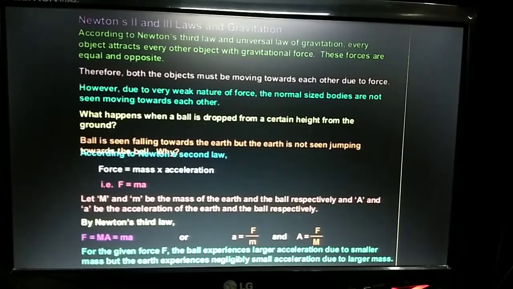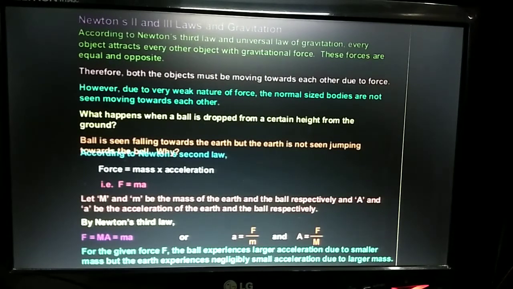The relation between Newton's second and third laws and gravitation. According to Newton's third law and universal law of gravitation, every object attracts every other object with gravitational force. These forces are equal and opposite. Therefore, both the objects must be moving towards each other due to force. However, due to very weak nature of force, the normal sized bodies are not seen moving towards each other.